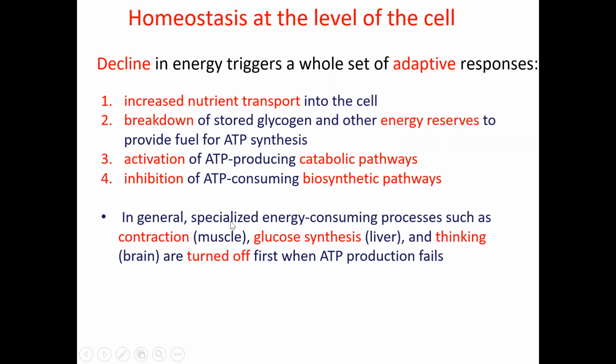What will also happen is that the cell will go into a low energy mode. It's like when your phone is on low battery, you can switch it to low energy mode. So the cell has a way of going to low energy mode, or even the body will go into low energy mode. Anything that consumes lots of energy will be slowed down. So the glucose synthesis in the liver will slow down. Our thinking will slow down, the muscle contraction will slow down. All these happen when we don't have much energy.